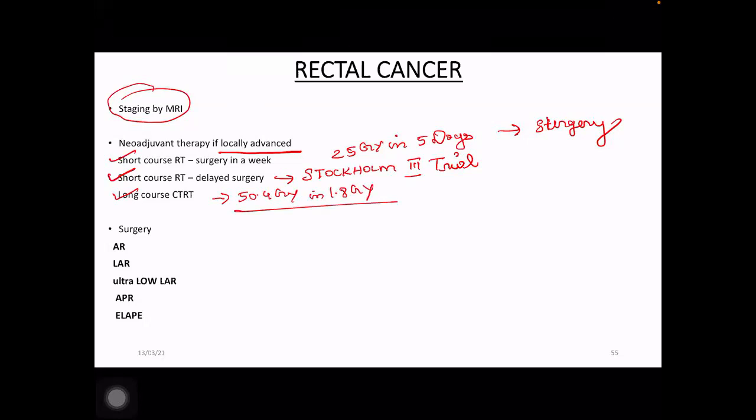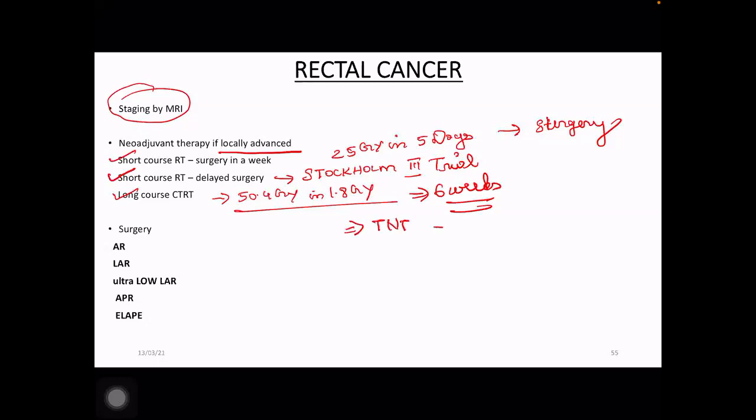So over a period of 25 days, you give this long course chemotherapy, and then you give a gap of, again, for long course chemotherapy, I have to give a gap of again 6 weeks and then do surgery. So there are various types of neoadjuvant therapy, and recently the other advancement is total neoadjuvant therapy, TNT.